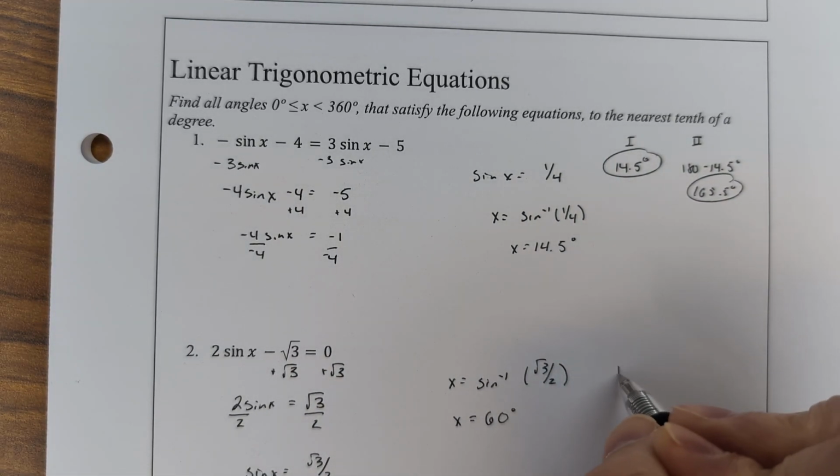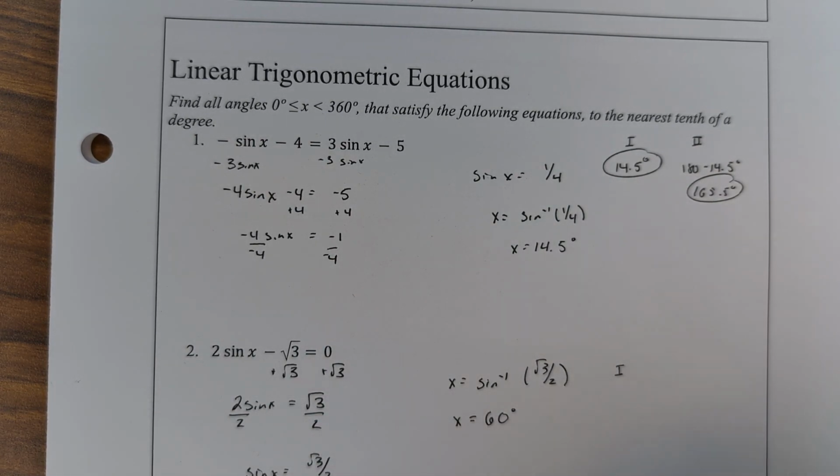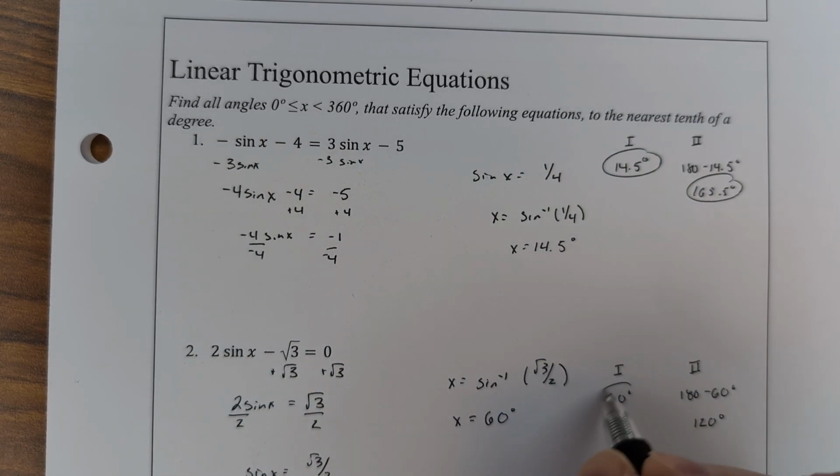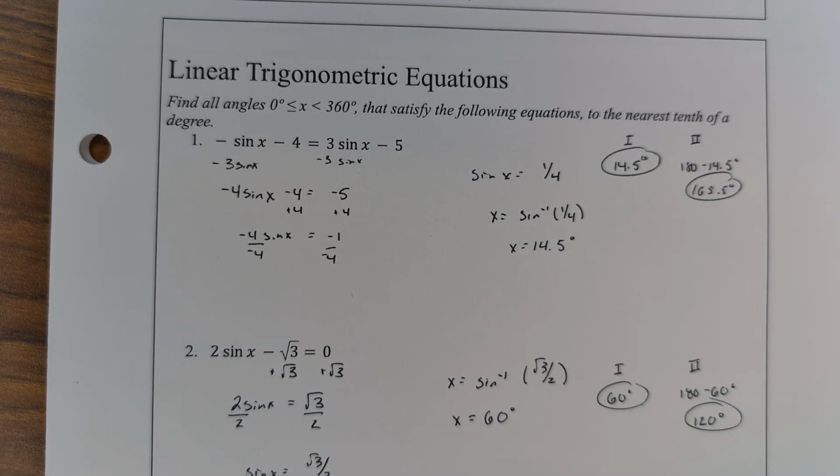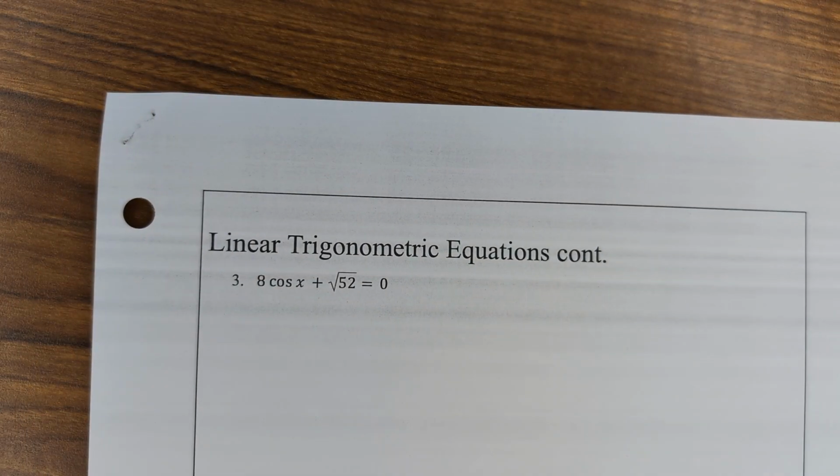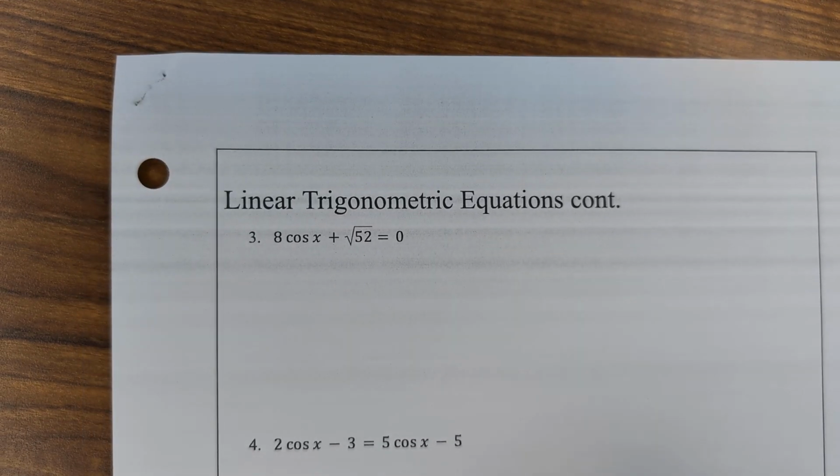Sine is positive, so the original thing was positive. Once again, that's quadrants 1 and 2. In quadrant 1, it is my reference angle. In quadrant 2, it's 180 minus my reference angle, or 120 degrees. So those 2 angles satisfy the equation. All right, so keep going.